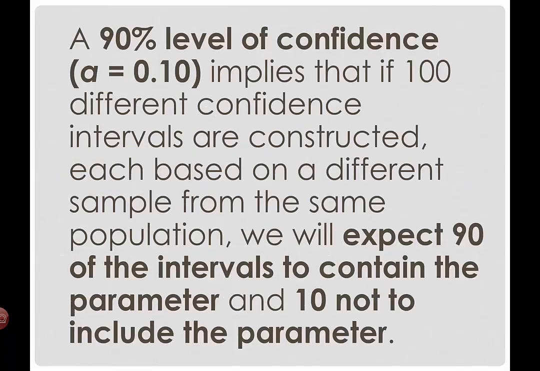If we took 100 different confidence intervals created out of different samples from the same population, we would expect 90 of those intervals to contain the actual parameter. Remember that the parameter comes from the population, and we're using our point estimate, which comes from the statistic, which comes from the sample. So 90 intervals would contain the parameter, and 10 would not. Keep in mind that when your level of confidence is 90%, alpha is 0.10.